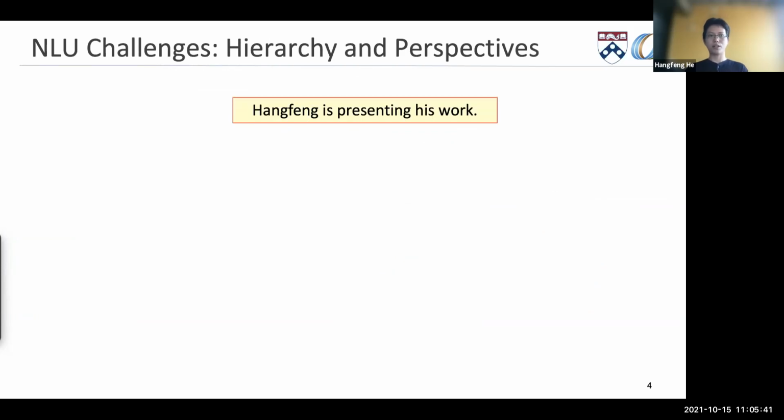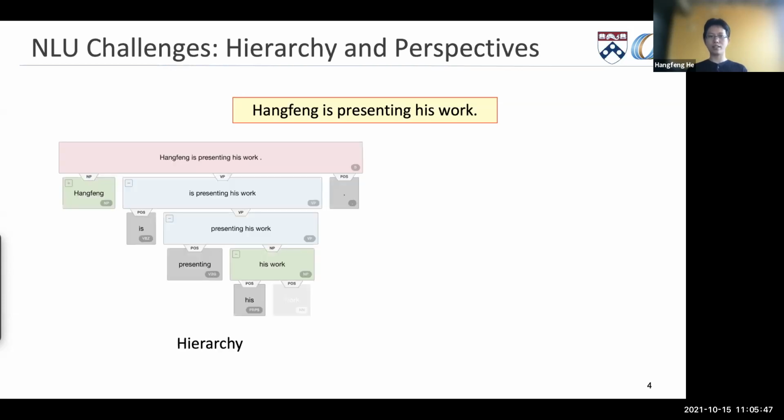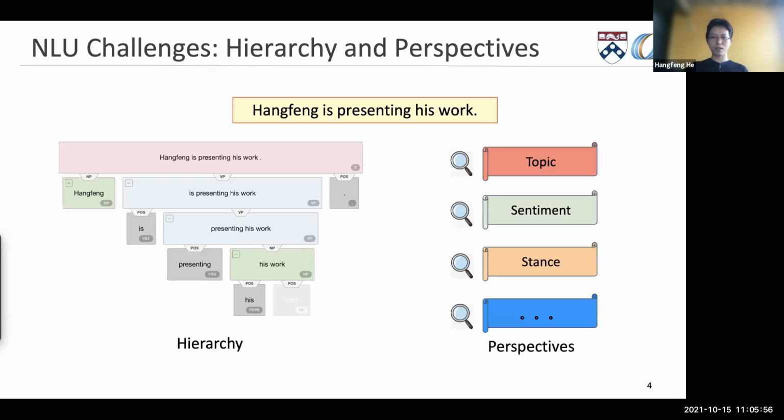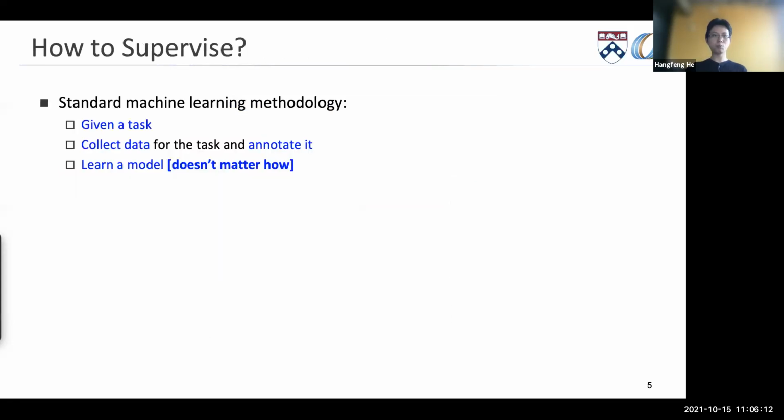Furthermore, the structure of natural language itself is also quite complex. For instance, given the sentence "Hangfeng is presenting his work," we can have quite a complex hierarchy from characters to words, to phrases, to sentences, and to paragraphs and documents. On the other hand, we can view the sentence from different perspectives, such as topic, sentiment, stance, style, complexity, and others. In a word, the structure of natural language can be quite complex, involving complex hierarchy and perspectives.